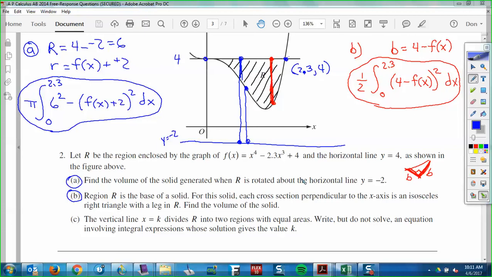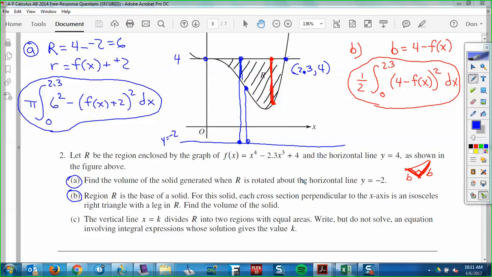Okay, so Bo, do you see the part A? So the question was on part A. So this region's getting revolved around y equals -2. So we got empty space. All this empty space. So it's a washer. Big R, little r. Big R, little r.